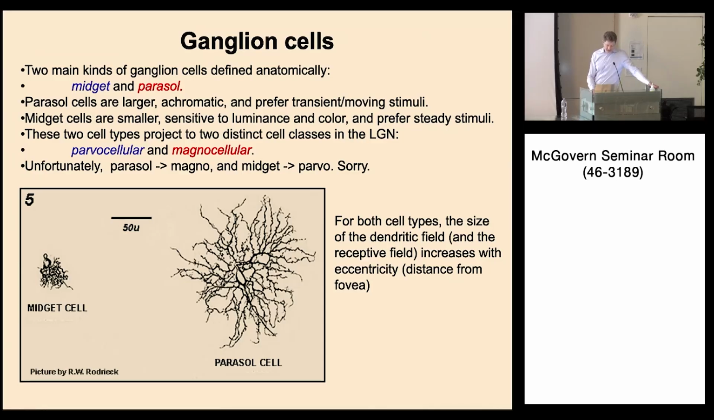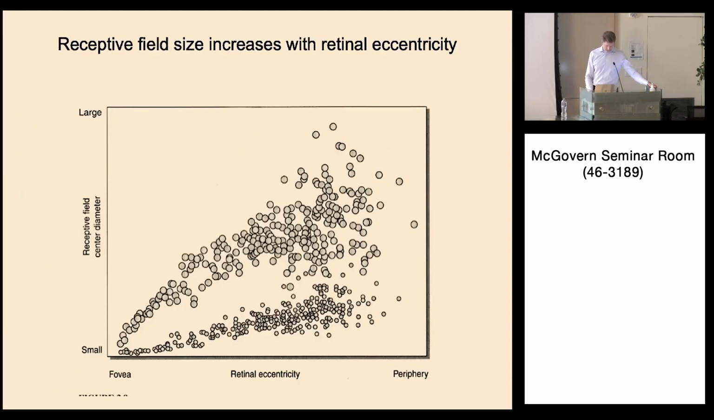Now, for both cell types, the size of the dendritic field, and thus what we call the receptive field, so the region of space to which the neuron responds, increases with eccentricity. Remember, eccentricity is distance from the fovea. Okay, and so this is a diagram that kind of shows this. So what this is plotting is the receptive field diameter, so it's the region of space to which the neuron responds, as a function of retinal eccentricity.